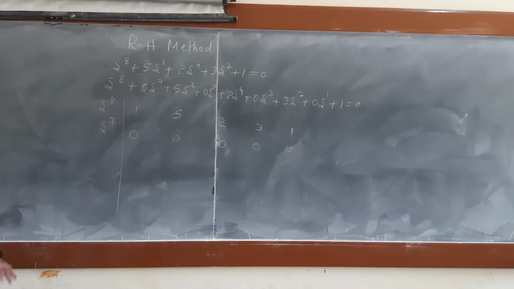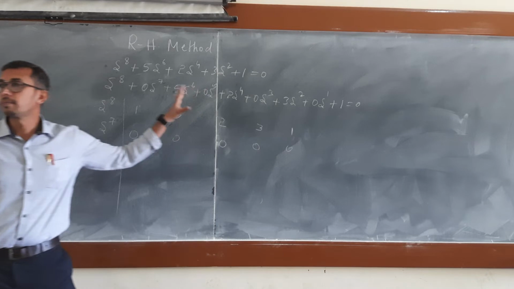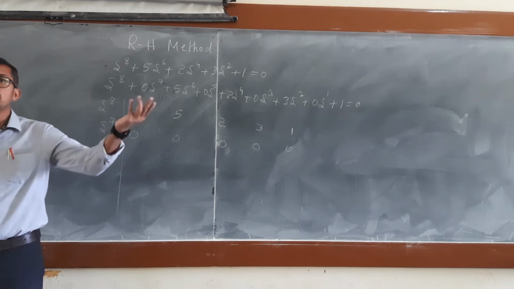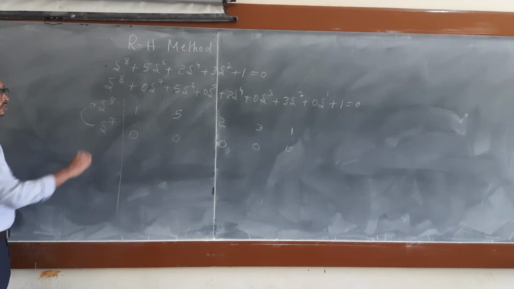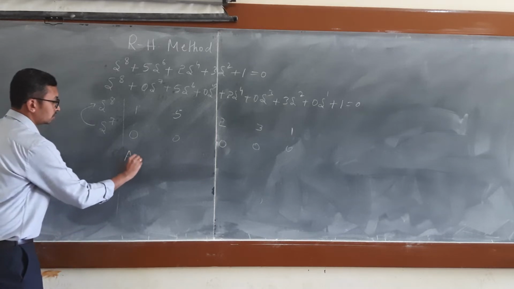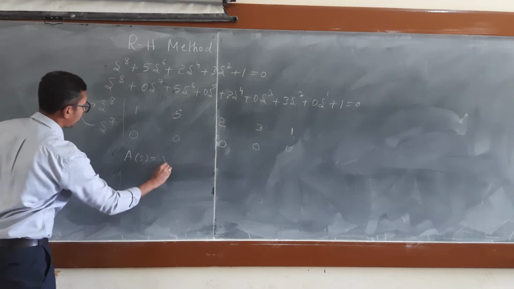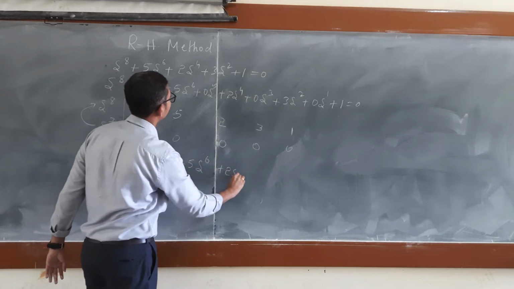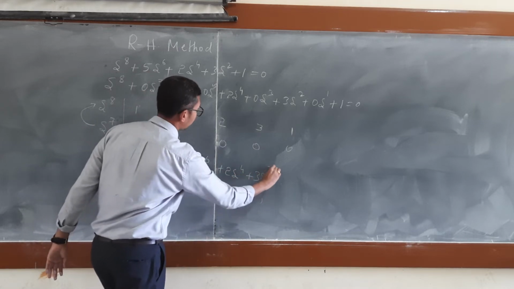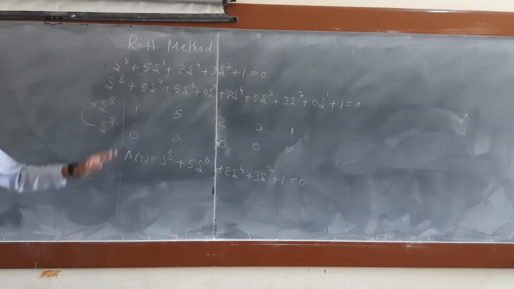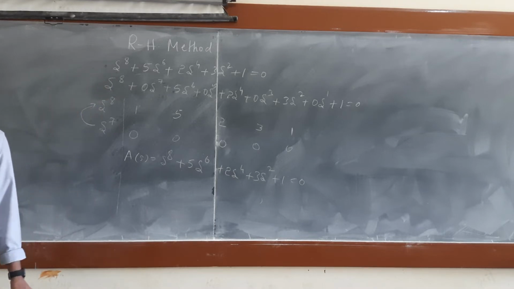Is it clear? Yes, sir. So this is the case number 2. That means this is a row of 0, so I am unable to complete the array. So then what do I need to do? I need to consider the previous row as an auxiliary equation. This is an auxiliary equation. So what is the auxiliary equation? The same thing, right? s to the power of 8 plus 5s to the power of 6 plus 2s to the power of 4 plus 3s to the power of 2 plus 1 is equal to 0. The previous row itself is the auxiliary equation.